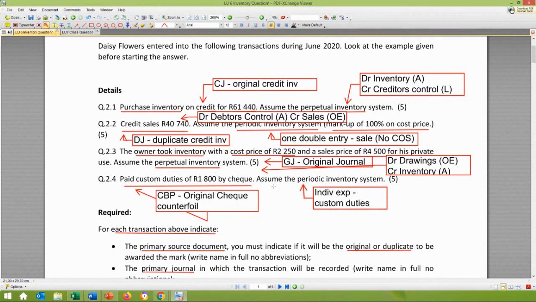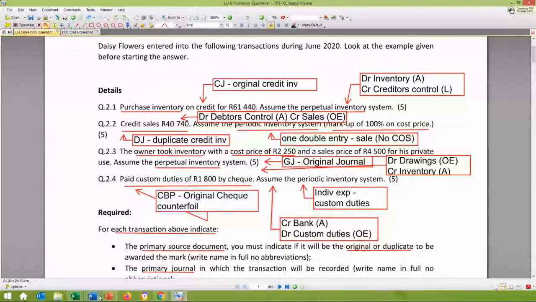So what would the journal look like? We would say, okay, fine, we pay, the bank would decrease, and our custom duties, which is an expense, would be debited, would increase. Custom duties would affect owner's equity, but it would affect it negatively, and the bank is an asset account, and that would also be negatively affected.